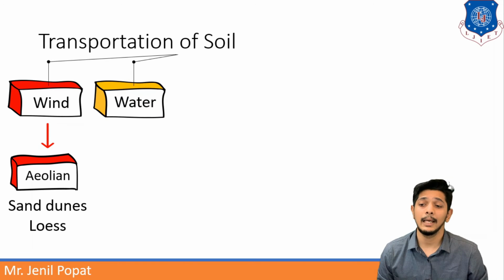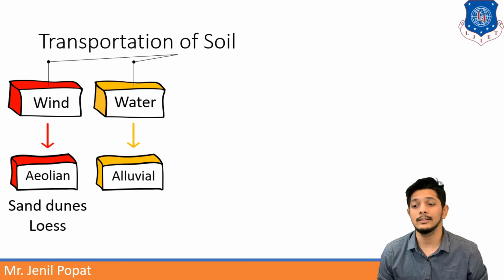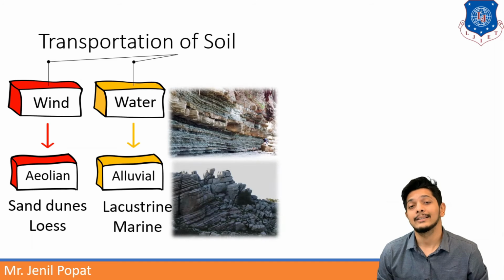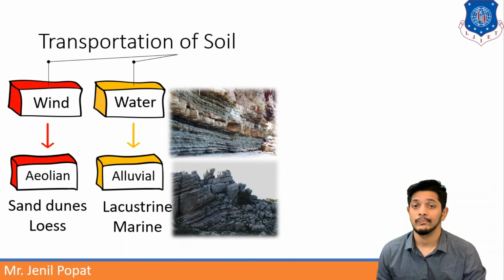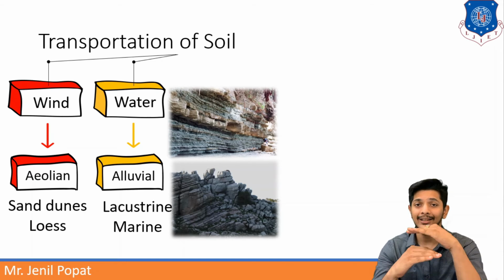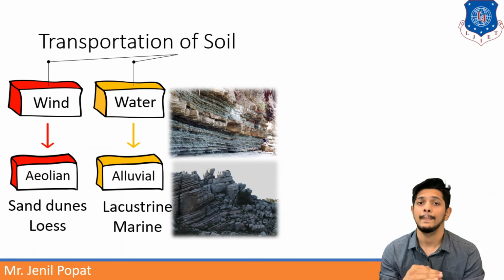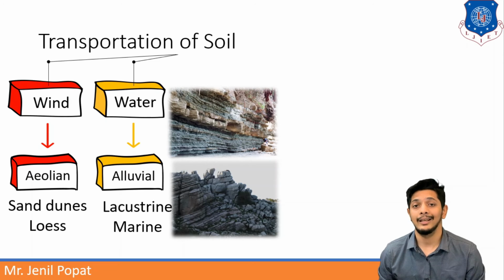Moving forward to the next type, that is if it is transported with the help of water, that soil type is known as alluvial soil. Examples of alluvial soil can be given as lacustrine soil and marine soils. Lacustrine soils are seen in the top picture on your screen. In this picture, we can see different soil strata, different soil layers. So, it is a stratified soil. Generally, lacustrine soils are stratified soils with different layers, and marine soils can be seen in the bottom picture.